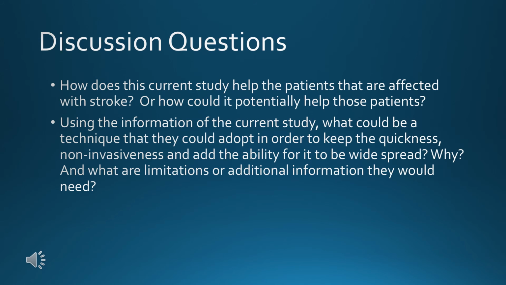My second one is, although the current methods proved to have been better results and were more rapid and non-invasive than previous methods, the article explains that the hardware and software are probably not a widespread solution. Using the information of the current study, what could be a technique they could adopt in order to keep the quickness, non-invasiveness, and add the ability for it to be widespread? Why, and what are limitations or different additional information they would need?